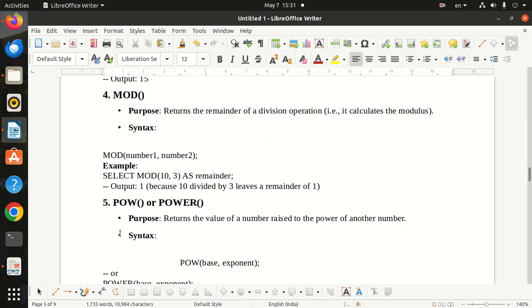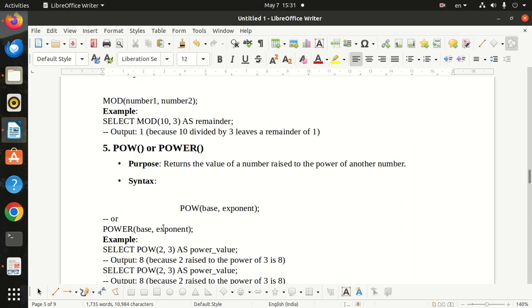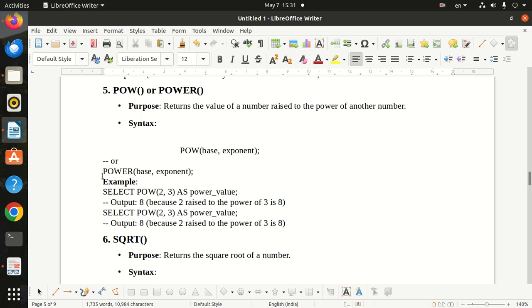remainder of 1. Fifth, power returns the value of a number raised to the power of another number, which has the syntax POWER(base, exponent). This function has the example SELECT POWER(2,3) AS power_value.